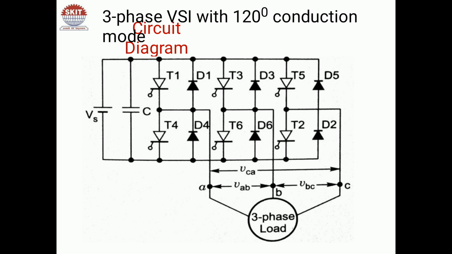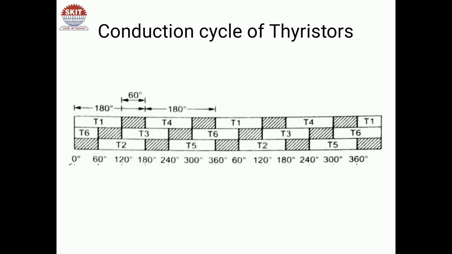Here we will discuss the three-phase inverter with 120-degree conduction mode. First of all, what is 120-degree mode? 120-degree mode means each SCR will conduct only for 120 degrees during the cycle. So this is called the 120-degree conduction mode. This is the conduction cycle of thyristor. Based on the control scheme, we will be able to plot the conduction cycle and waveform as well.